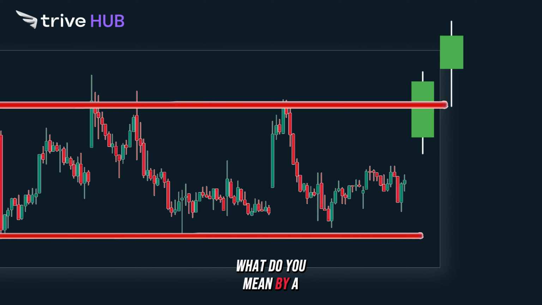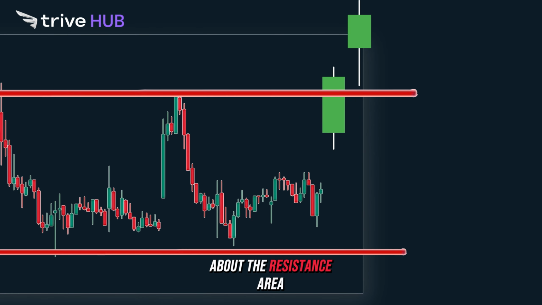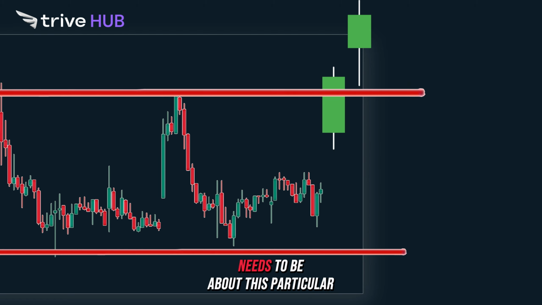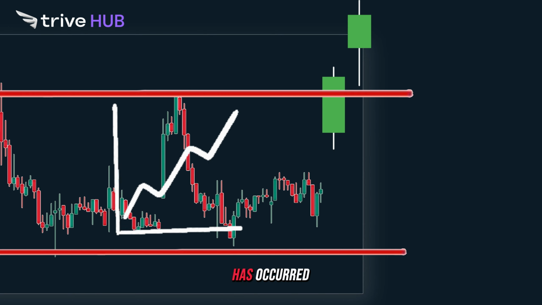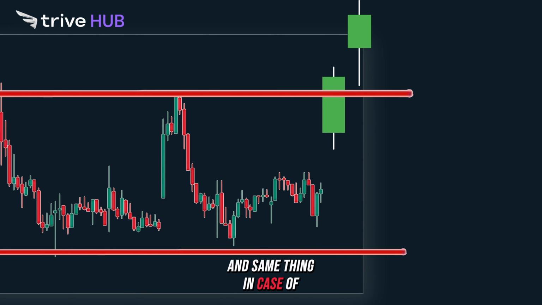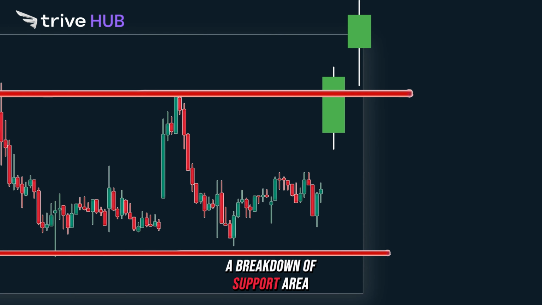What do we mean by a whole candle formed? It means we need one candle to form totally above the resistance area, including its low, open, close and high. The whole candle needs to be above this particular resistance. Then only can we say that the resistance area is cleared and a good breakout has occurred, and the same thing in case of a breakdown of a support area.